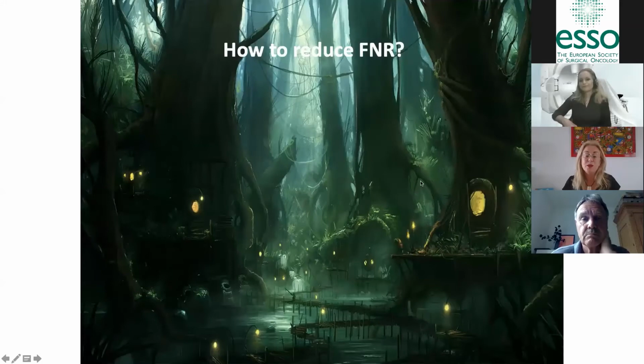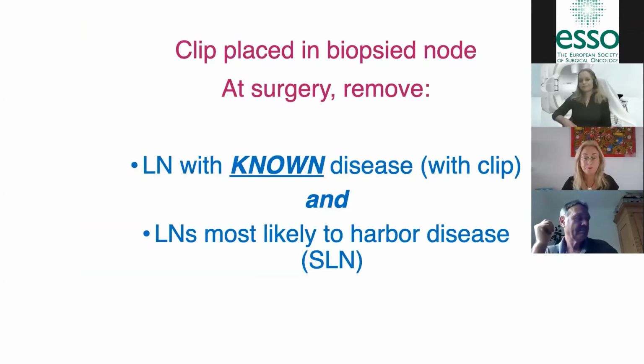So in those patients with a clinically positive axilla, we have known from several studies that the false negative rate can be higher than 10%, or at least 10%. Can we reduce those false negative results? The new thing in the last 5 to 6 years has been to place a clip in the biopsy node at the time of the diagnosis, and then at surgery we remove the lymph node that we knew has the disease, the axillary lymph node with the clip, which is the lymph node most likely to harbor the disease, and the sentinel lymph node.